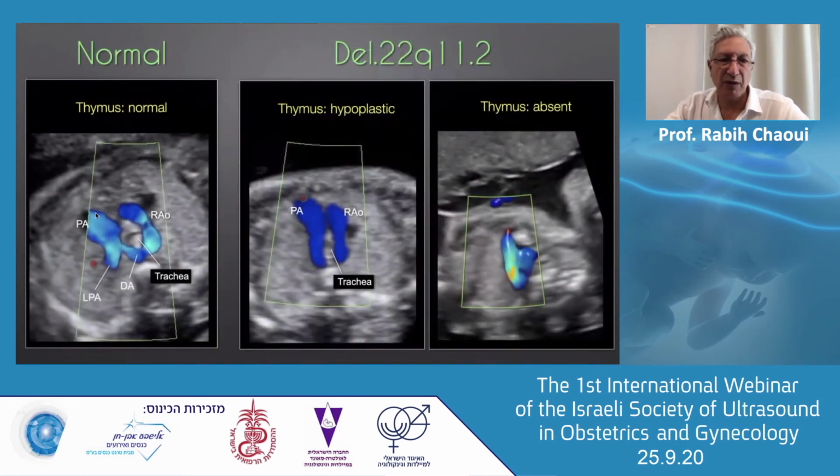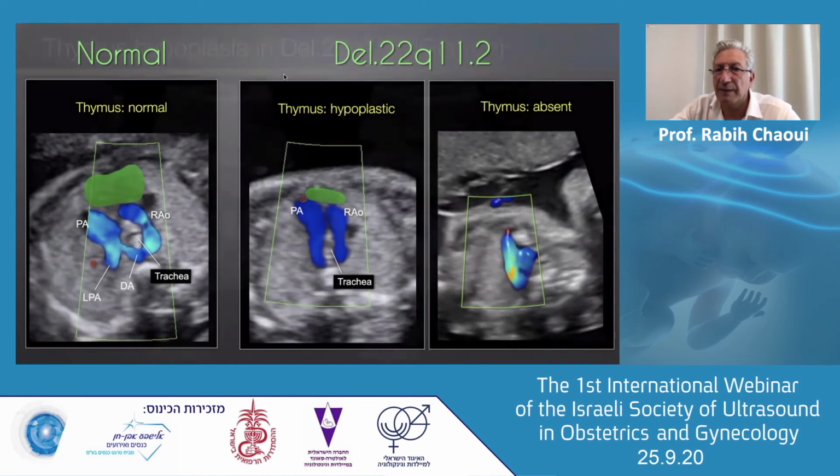This is a normal fetus with a normal thymus. This is a fetus with a hypoplastic thymus. And this was an interesting case because this fetus has nothing else on the heart, but only absence of the thymus and some polyhydramnios. And it was a DiGeorge syndrome. So you may also detect this condition via the thymus. You do not need to find a cardiac abnormality.